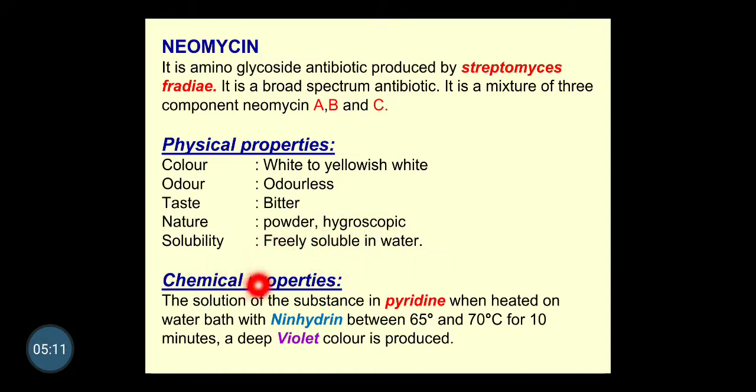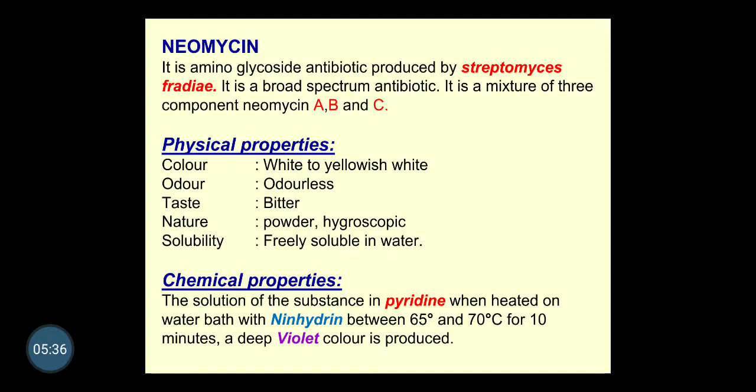Chemical properties: when this substance is treated with pyridine and heated with a ninhydrin solution between 65 to 70 degrees Celsius for 10 minutes, it will give a deep violet color. That is due to the presence of amino acid. Just as we had seen in the case of streptomycin, which has streptidine as an amino acid, amino acid will show the ninhydrin test positive.